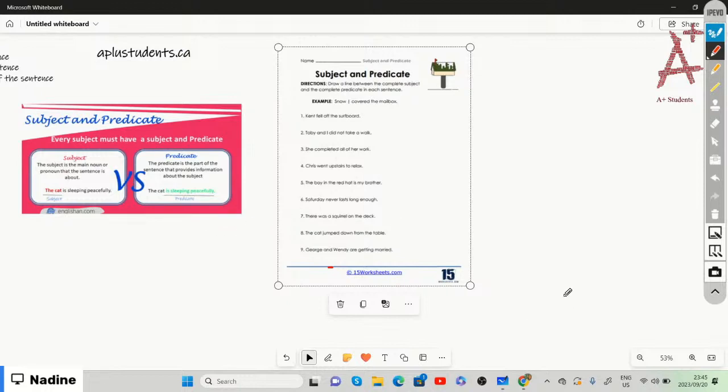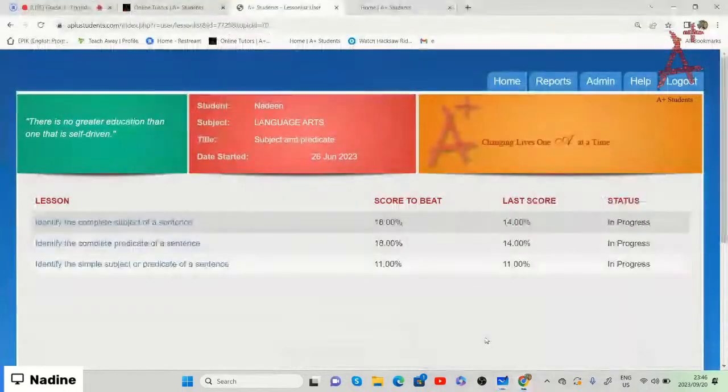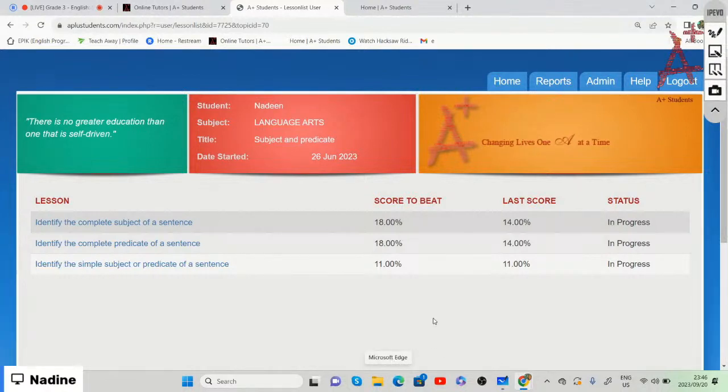All right, so sorry for the silence. The subject tells us who or what is doing something. And then we have a predicate, which is a verb plus all the other words. It tells us what the subject is doing. So grade threes, this is now the end of our grade three lesson on subject and predicate.